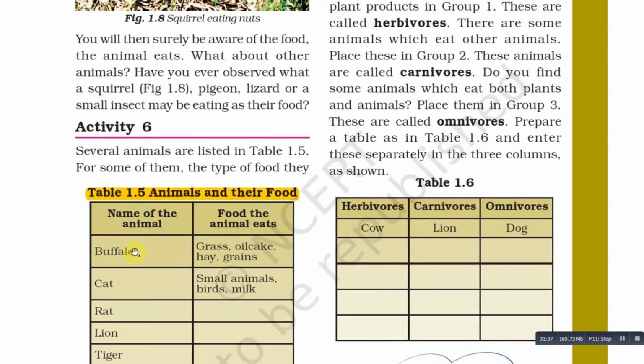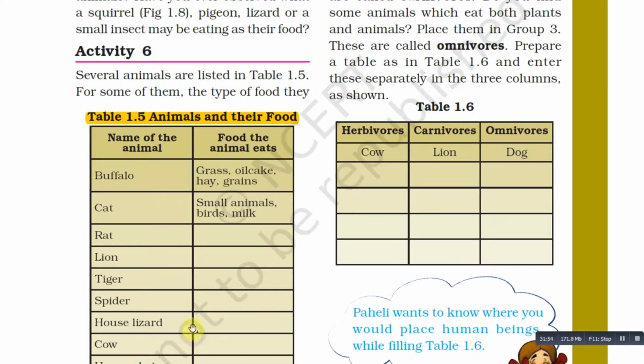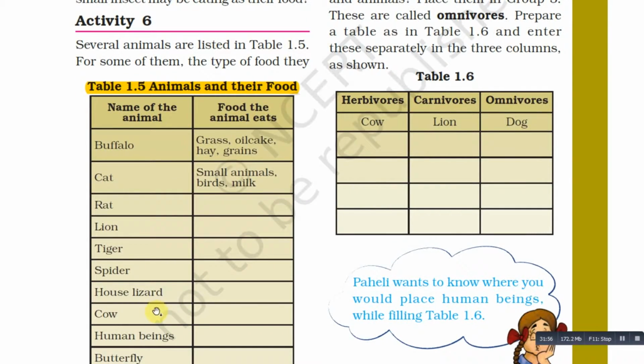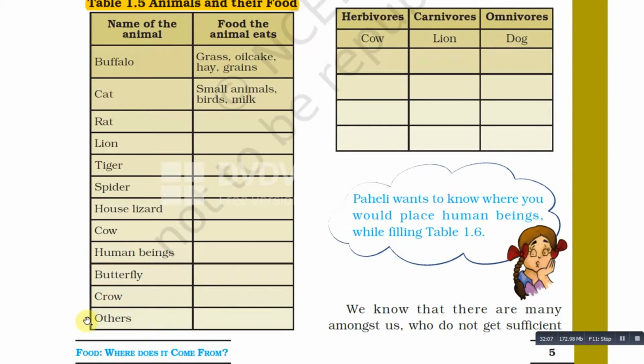Suppose buffalo. So buffalo eats grass, oil cake, hay, grains. Cat eats small animals, insects, birds, and milk. Rat. Okay, the best one. So like that, rat is also there. So lion, tiger, spider, house lizard, and garden lizard are also there. Cow, human beings, yes, we are also janwar, animals. Butterfly, crow, and others.